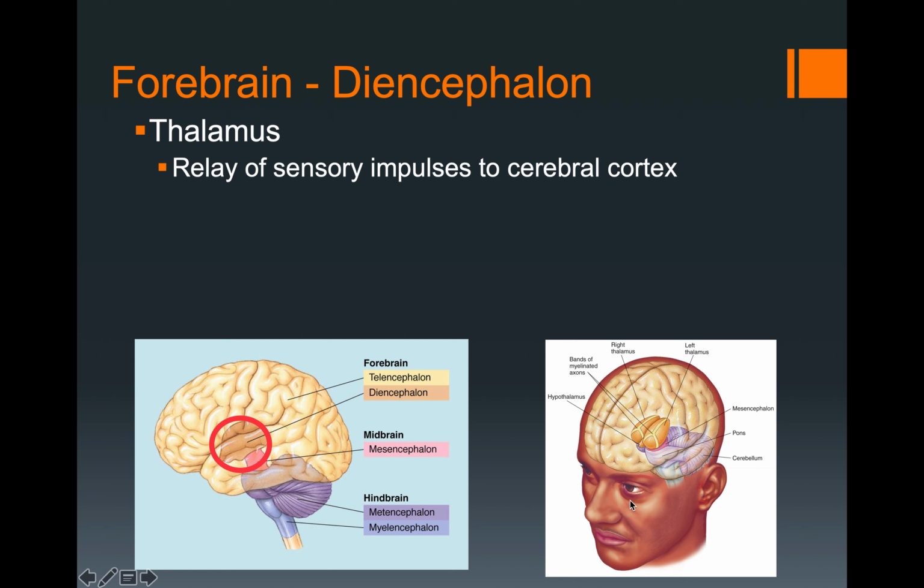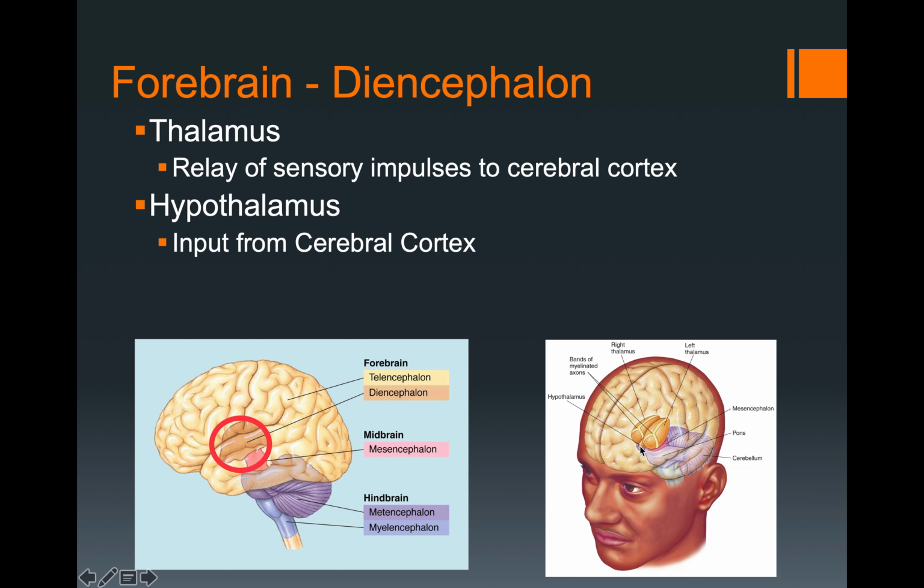So for example, for your visual system, you have neurons that leave your eye, go to the thalamus, synapse there, and then go on to the primary visual cortex, which is here at the back of the brain. The hypothalamus, which is hanging right below the thalamus right there, it receives input from the cerebral cortex.